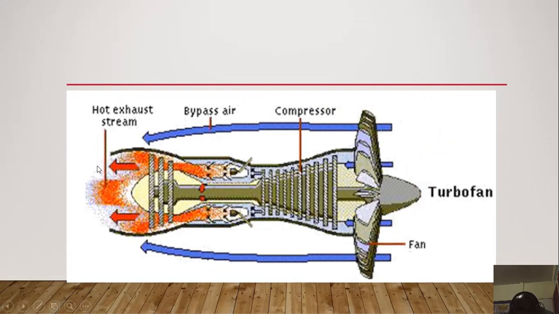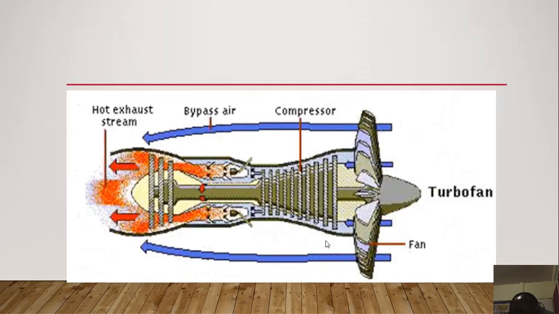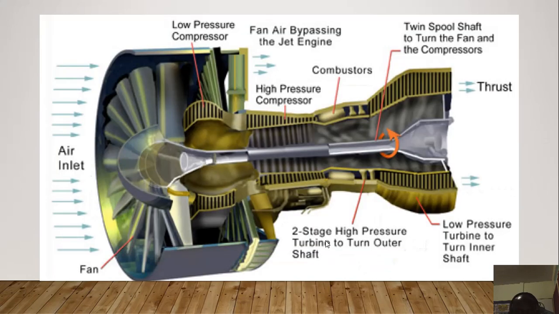We move to the next turbofan. Let's briefly see it. We see the fan, the compressor, low pressure, high pressure. Then we see the turbine, high pressure, low pressure. We see that the low pressure turbine drives the inner shaft, and the high pressure drives the outer shaft. Then we have the main shaft that drives the fan and the compressors.